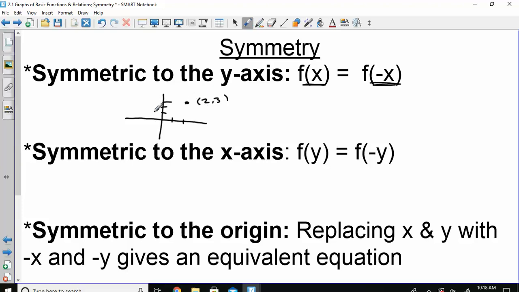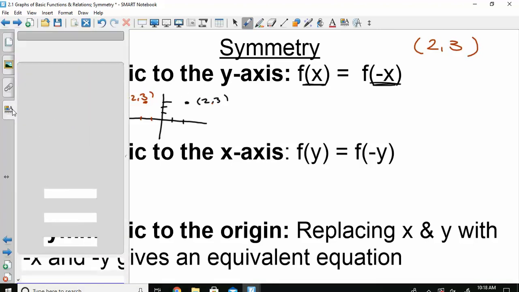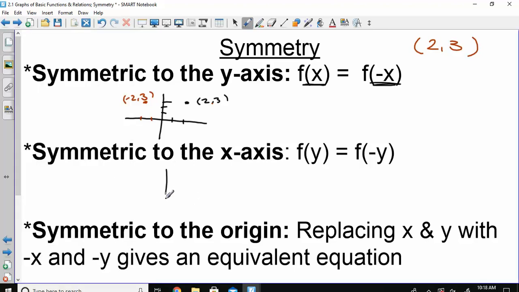If it's symmetric to the y-axis, what other point would have to be on this graph? Negative 2, 3. If you flip it over the y, you have the opposite. So both a positive x and a negative x have the same y value. Your homework, the first question, I'm going to give you a point. I'll say, the 2, 3, and then I'll say, okay, if it's symmetric to the y-axis, what's your point? And so just realizing that's just like flipping it over the y, so it makes your x negative.